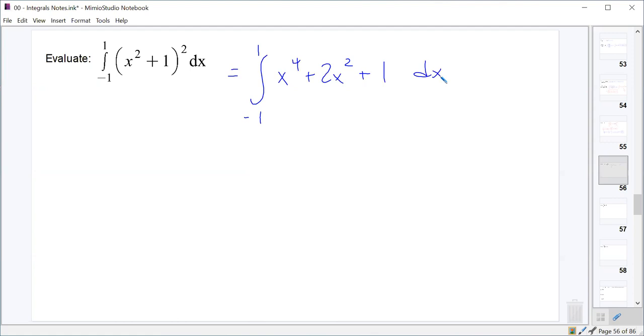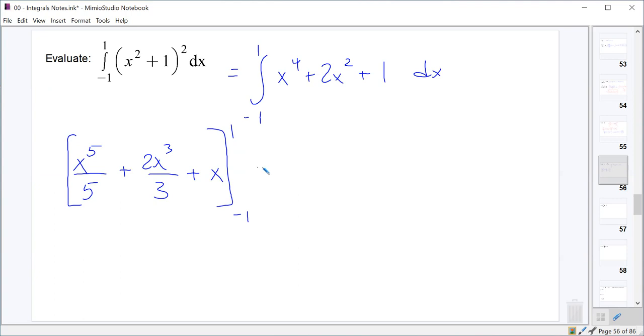And now all we've got to do is find that integral, find that antiderivative, and evaluate it from -1 to 1. So x to the 4th anti-differentiated becomes x to the 5th over 5, and then we've got plus 2x cubed over 3, and then plus x. And we're going to evaluate this from -1 to 1.